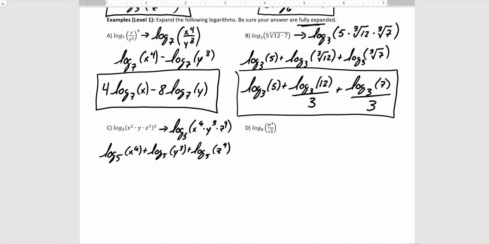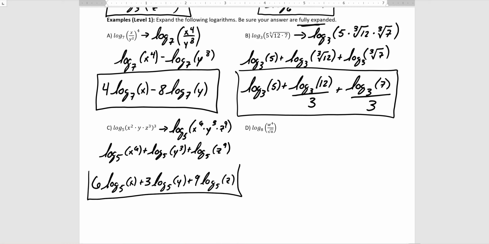Now these exponents I got to get rid of. They become the coefficients, so to speak, of these logarithms. So I'm going to say 6 times log base 5 of x plus 3 log base 5 of y plus 9 log base 5 of z. And that right there is letter C. I can tell I'm done because I only have those variables in my argument.